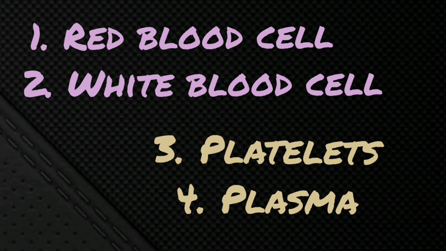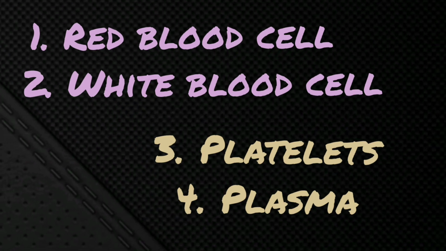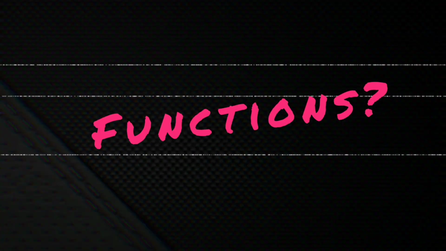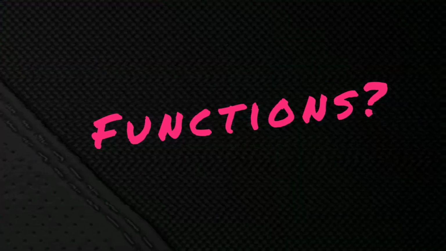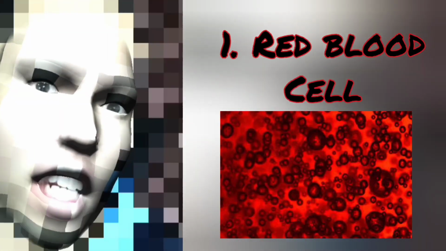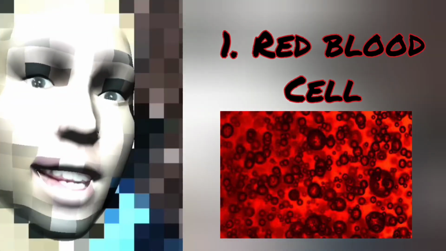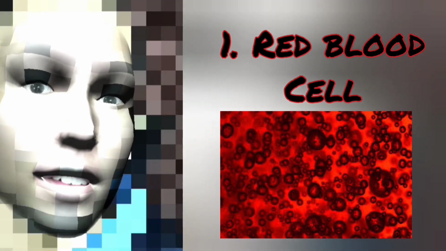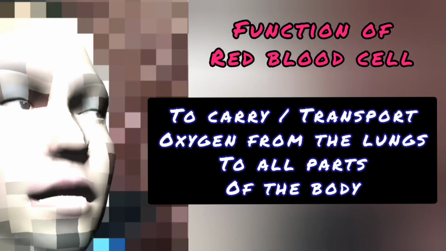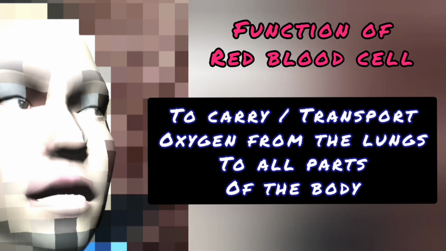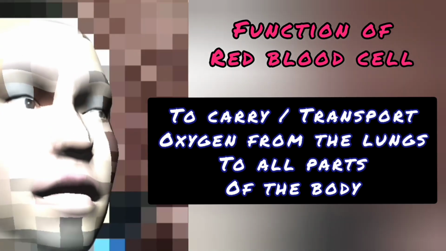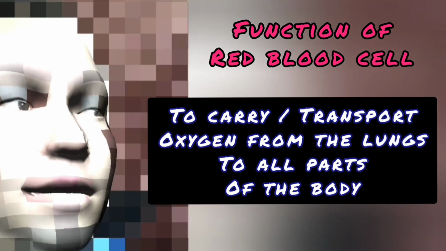So, do we need all these 4 components? What are the functions of these 4 components? What is the function of red blood cell? Red blood cell is used to carry or to transport oxygen from the lungs to all parts of the body.